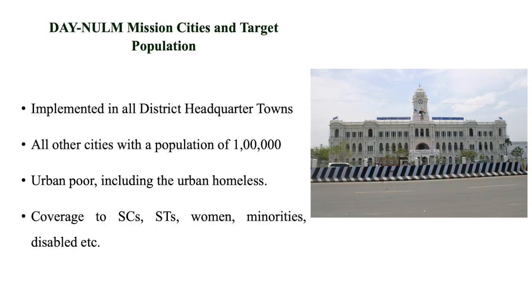Mission. With regard to the coverage of this particular mission, the mission will be implemented in all district headquartered towns and all other cities with a population of 1 lakh or more as per the 2011 census. The primary target of this mission is the urban poor, including the urban homeless. And if you look at the coverage, it may be broadened to include families of disadvantaged groups like scheduled castes, scheduled tribes, women, minorities, disabled, etc., and subject to a maximum of 25% of the above urban poor population.